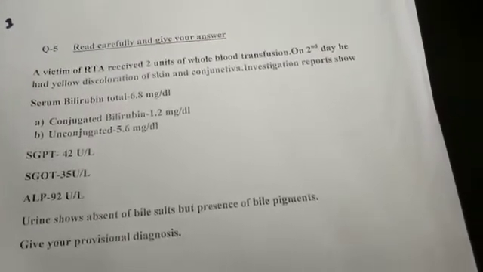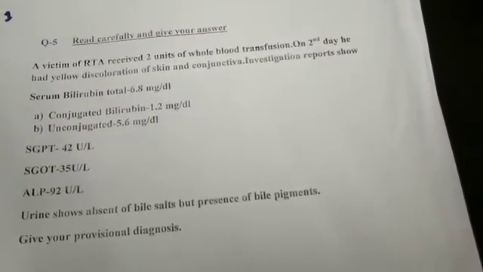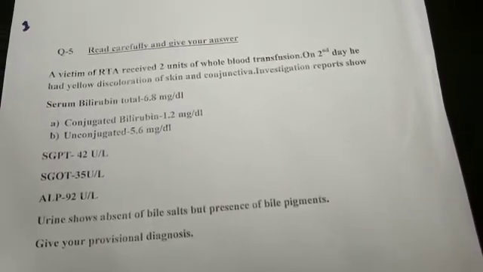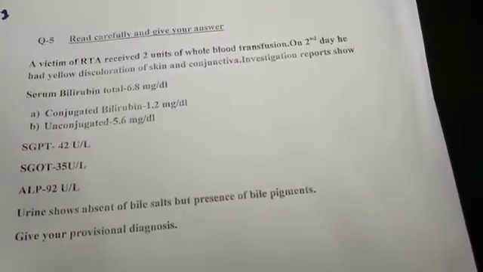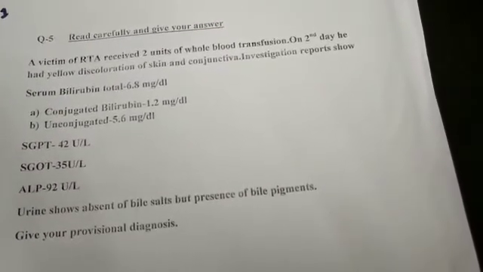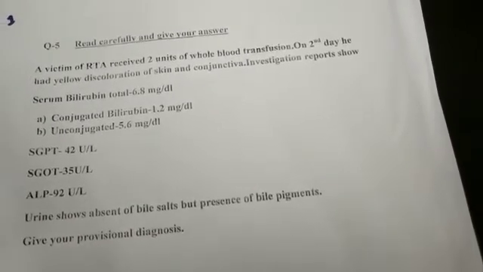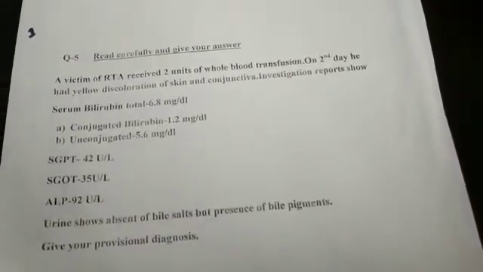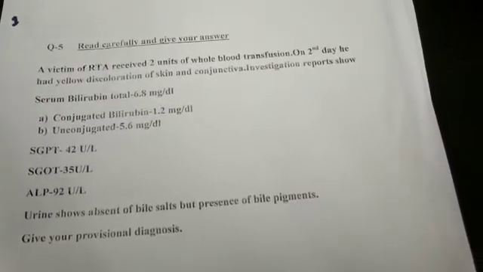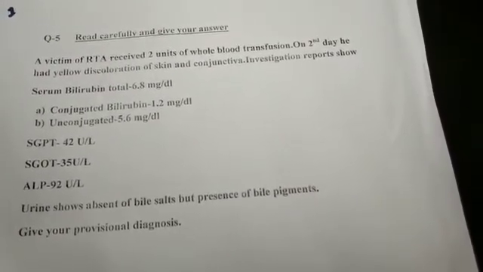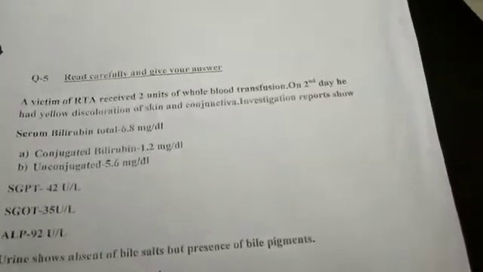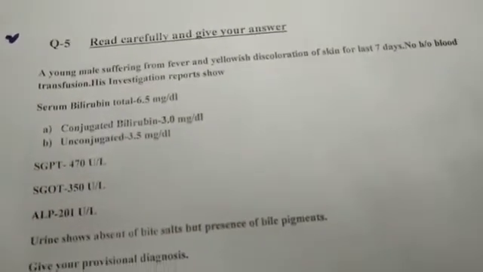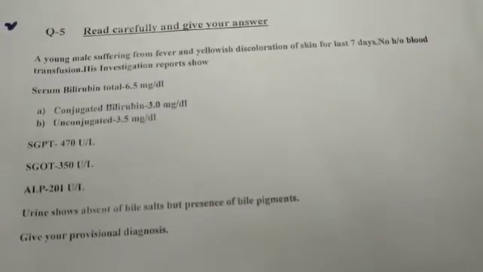Conjugated bilirubin 1.2 and unconjugated 5.6. So unconjugated is much raised. Alkaline phosphatase within normal range. Urine shows absence of bile salts but presence of bile pigments. Okay, so this is a clear case of hemolytic or prehepatic jaundice.